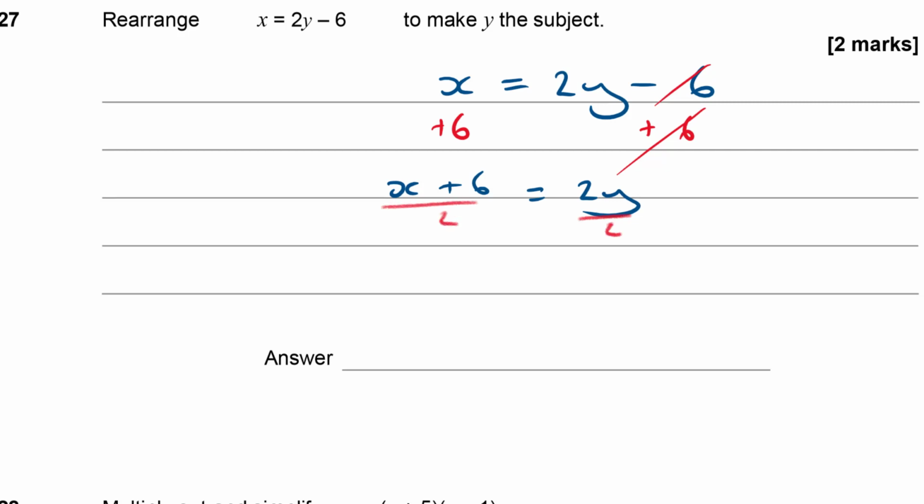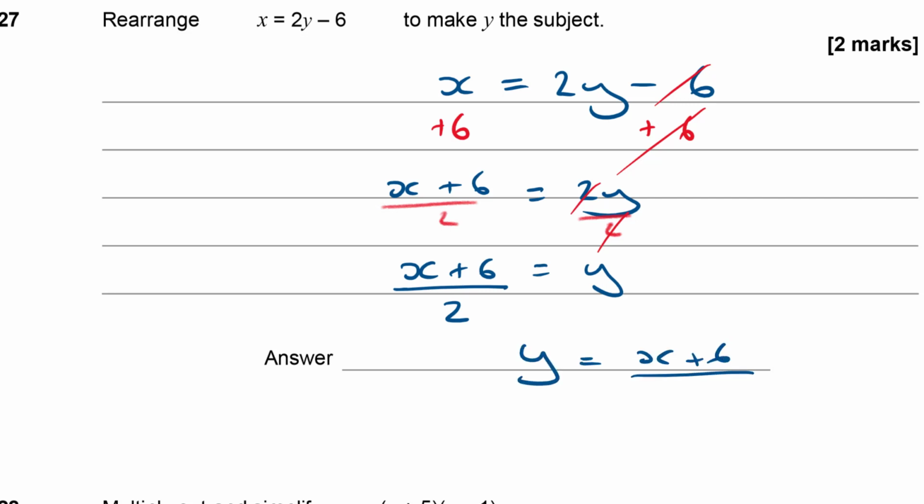Okay, so then that cancels with that, leaving me with just y. y is equal to x plus 6. I'm just going to leave it like that, x plus 6 all over 2. Okay, that's my answer. y equals x plus 6 over 2.